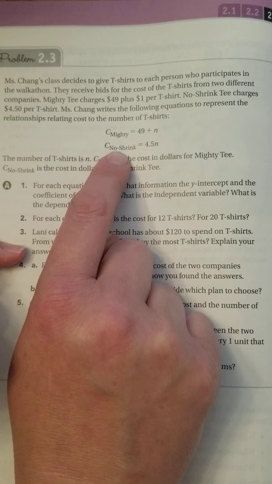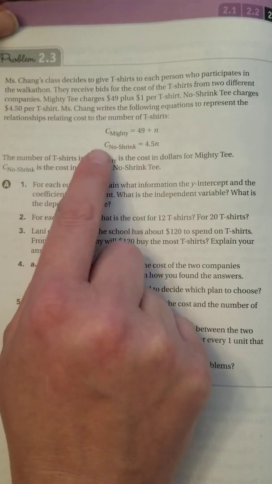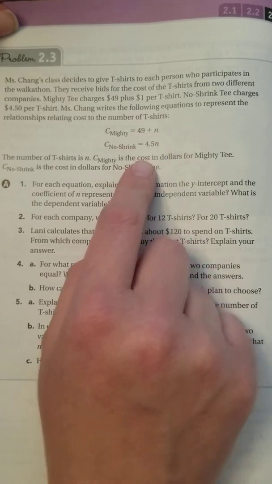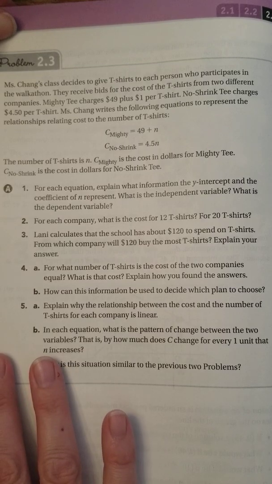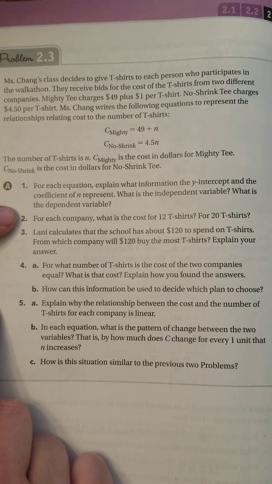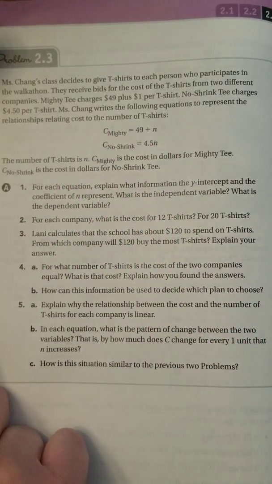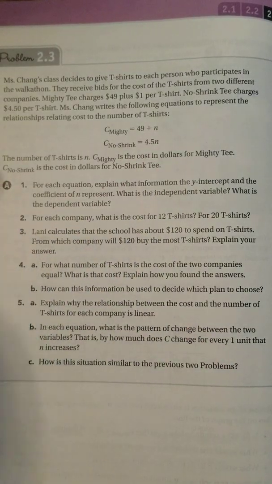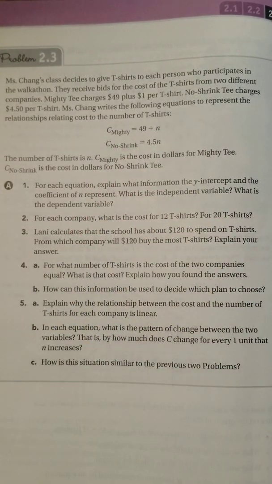So here's where we see those little subscripts. Don't get caught up by those. That just means the cost at Mighty Tee and the cost at No Shrink Tee. And then these are the expressions that represent their cost. So that's it. You have the information that you need. You are going to be answering number 1, number 2, and number 3. Remember, for each of these, you're going to have to utilize both equations. Number 1 is just asking you about these equations, what everything represents. 2 and 3, you're going to actually have to do some work and put some numbers into the equations and then solve for the other variable.